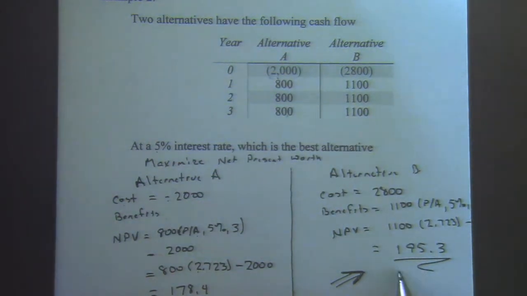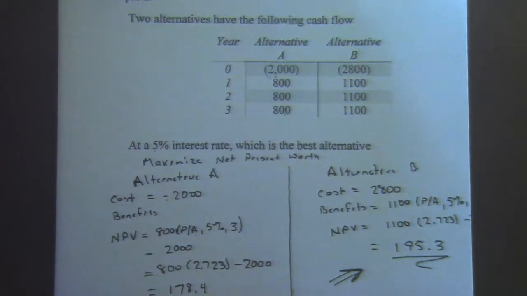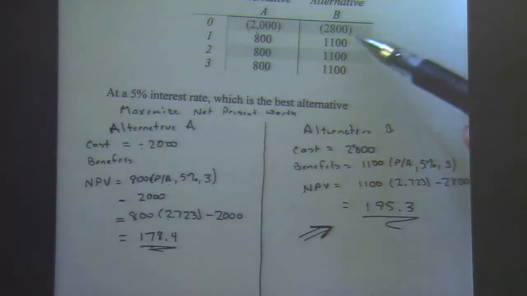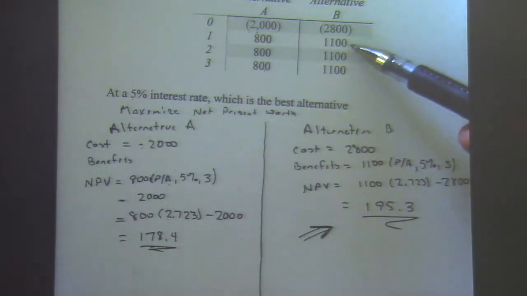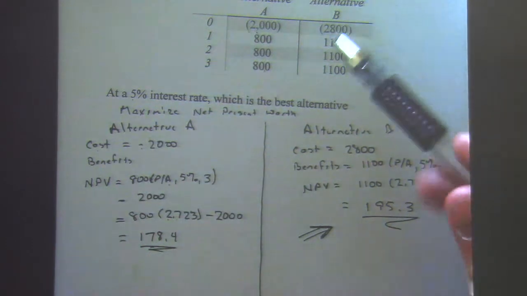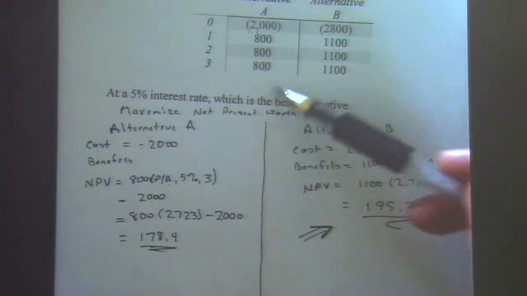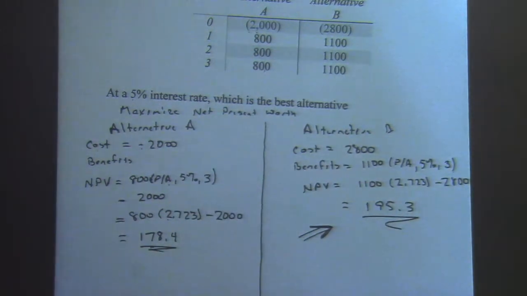It maximizes the net present value of the two scenarios. So in this case, it would be better to invest $2,800 today with an annual return of $1,100 versus investing $2,000 today with an annual return of $800 for the next 3 years. Okay, so with this then, that gives you a real good idea of what you're going to be taking a look at in Chapter 3.